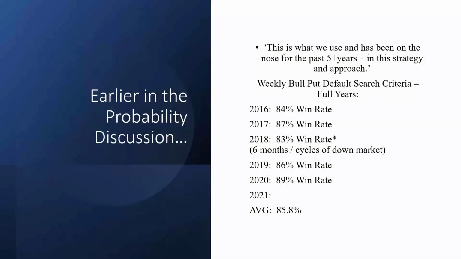All right. Now, earlier in this discussion of probability, on the first question we had, I said this is what we've used, the static probability, for the past 5 years with this strategy and this approach. The weekly bull put default search criteria on PowerOptions. The tests for the full years, 2016 was an 84% win rate. 2017 was an 87% win rate. 2018, 83% win rate.